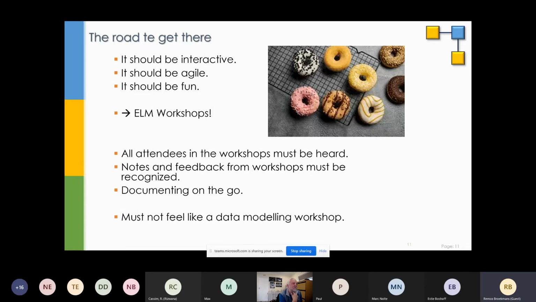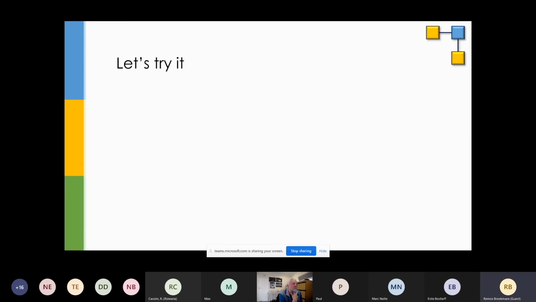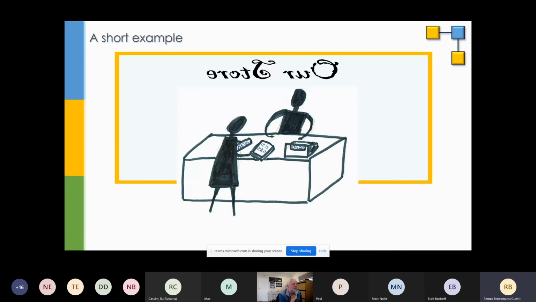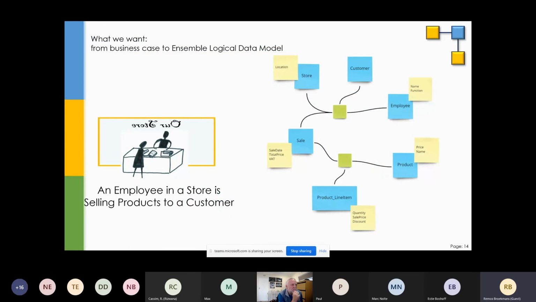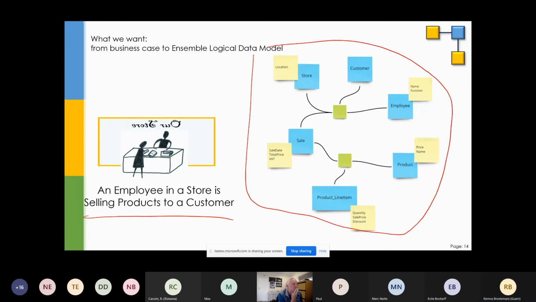So how does it work? Well, let's try it, of course. This is just a simple sales example. I'm inside a shop, and that's my shop window. On the outside, you see it's called our store. Always cool. I have a customer, I have books, I have a sale, I have an employee, all the cool stuff. In other words, you can translate this to say the business case is an employee in the store is selling products to a customer. This on the right is my Ensemble logical model.